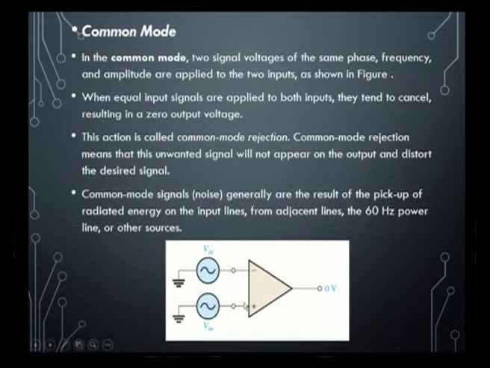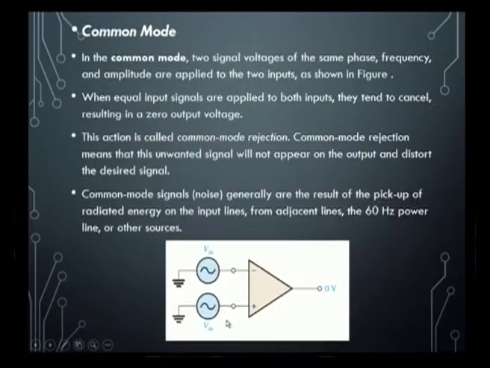So, the inverting and non-inverting inputs are getting input voltages with the same voltage, phase, frequency and amplitude. When equal inputs are applied to both inputs, they tend to cancel each other. So, the output that we get at the output terminal will be 0. Obviously, if the amplitude and magnitude are everything the same in the input, the output will be 0. This action is called common mode rejection.